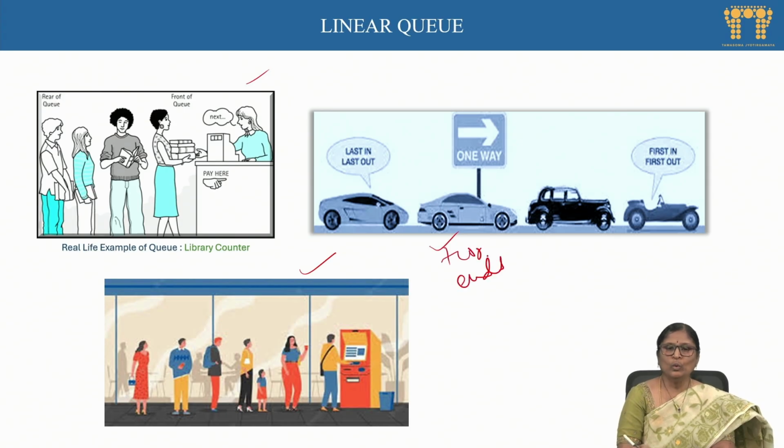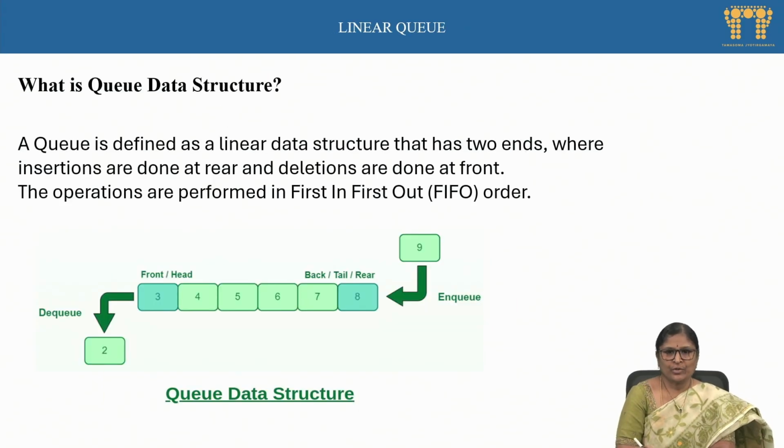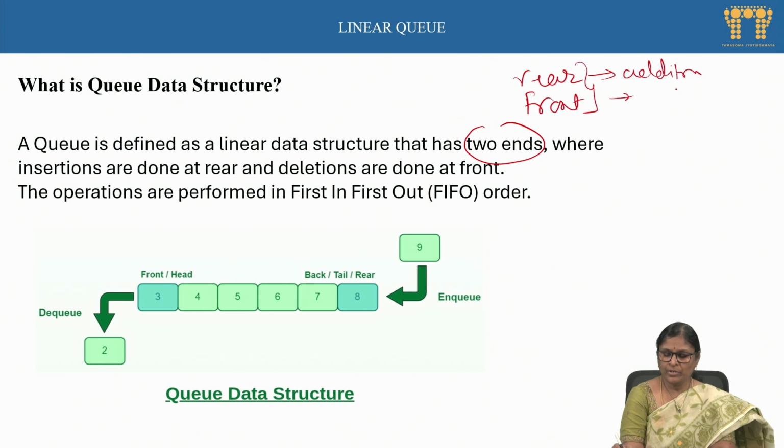So in all these cases, all of us are forming a line, which means there are two ends. One end is used for adding and the other end is used for deleting. This is nothing but the concept of a queue. A queue is a linear data structure which has two ends, where insertions are done at the rear end and deletions are done at the front end.